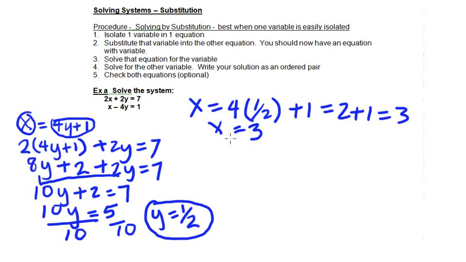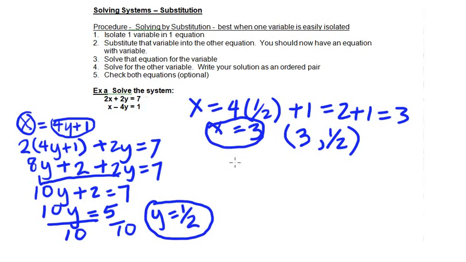Now that we have both coordinates, we can go back and write the ordered pair. We can say x is equal to 3 and y is equal to 1/2. And that's our solution. Step 5 says that we can check both equations. So we'll take this solution that we found, 3, 1/2, and plug it into each of the two equations.